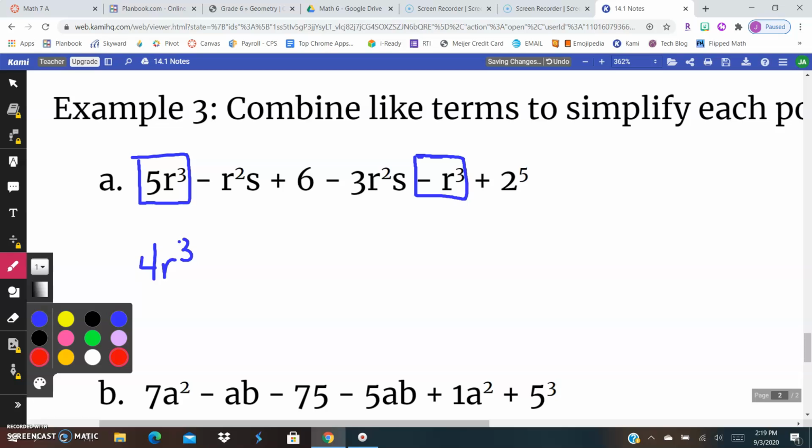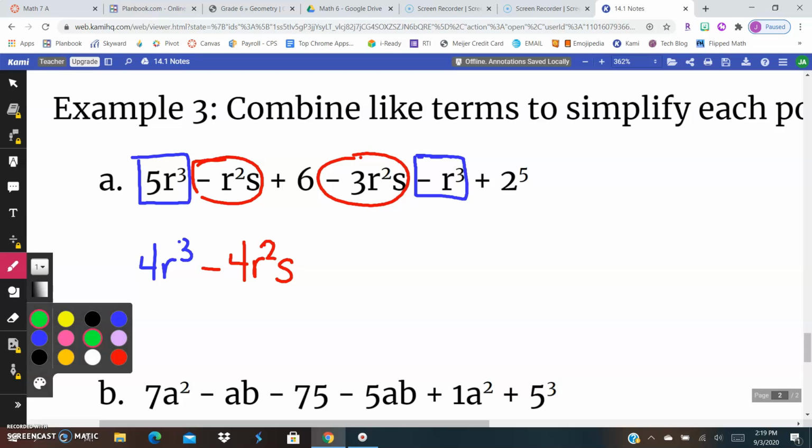The next thing I see here is a negative r squared s. So I'm going to look through my list here for r squared s. Well, I see this negative 3r squared s. So I have negative 1 in the first circle, and I have negative 3 in the last circle. So that would be negative 4r squared s.